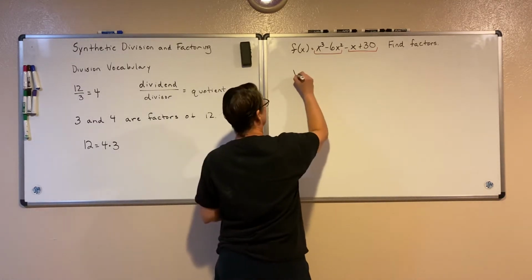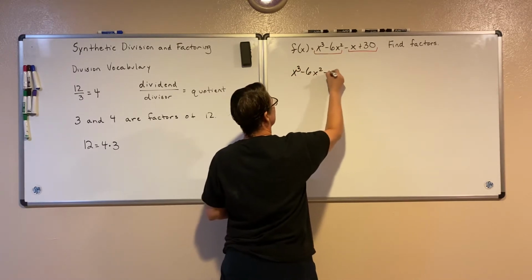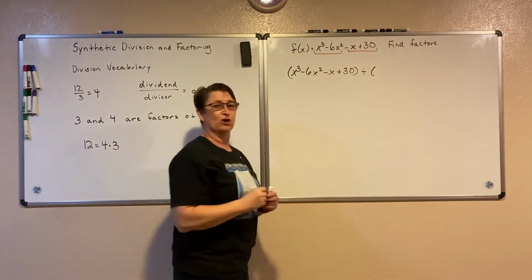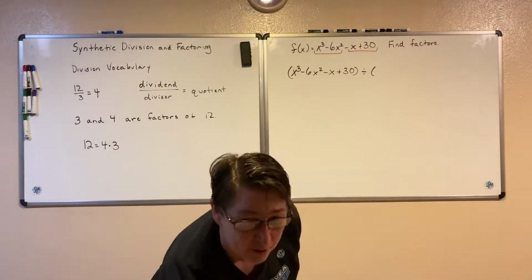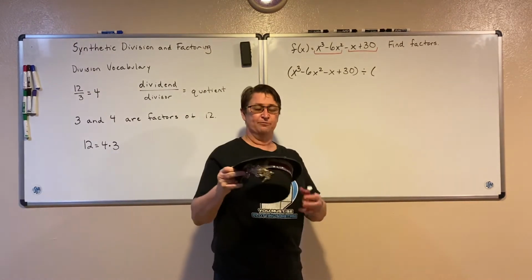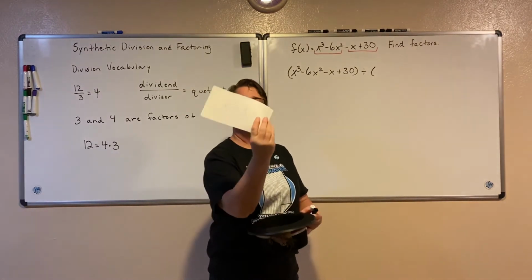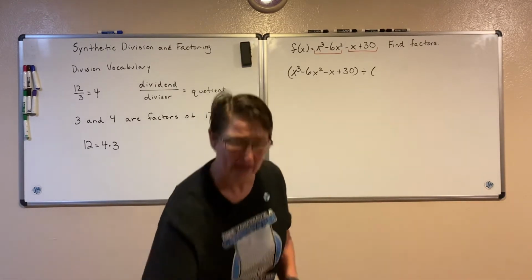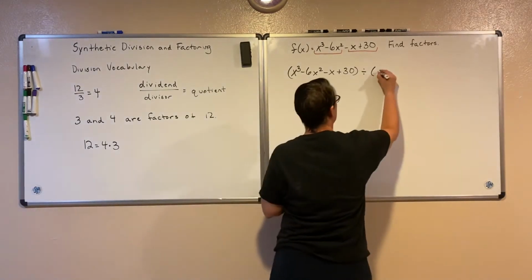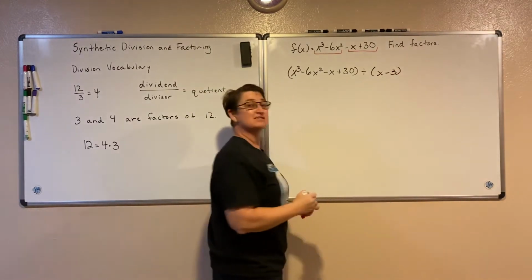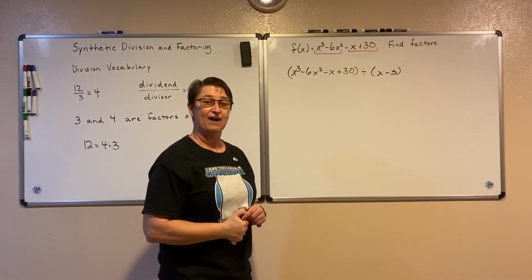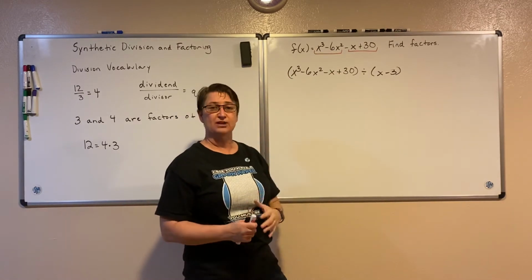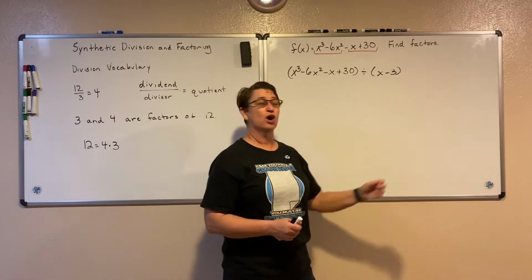I'm going to take this polynomial and I'm going to divide it by, well, I have this magic hat that I'm going to pull a factor out of, and we're going to divide it by x minus 3. So that's the binomial we're going to use to divide it. We're going to divide by x minus 3. Let's see if x minus 3 is a factor. If x minus 3 goes into this polynomial evenly with no remainder, then we will know that x minus 3 is a factor.